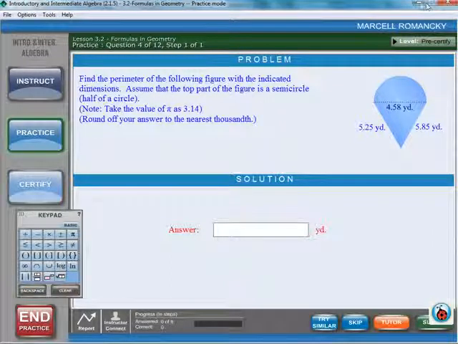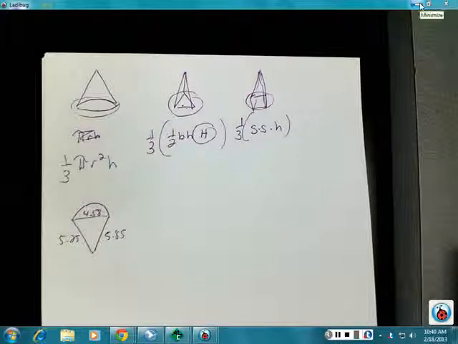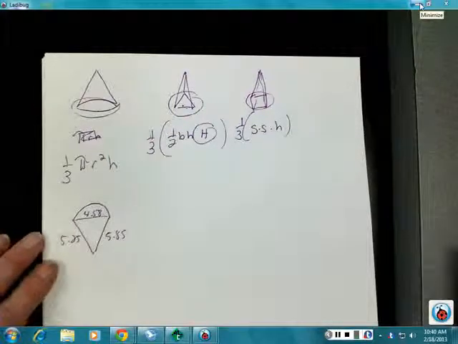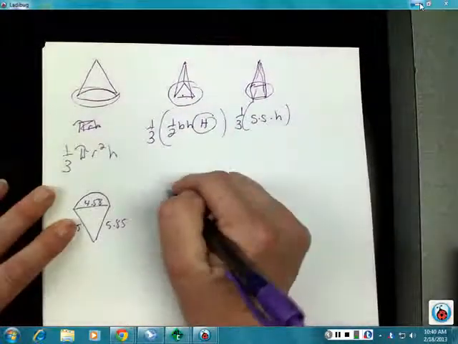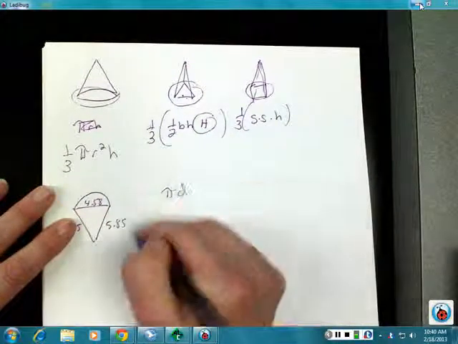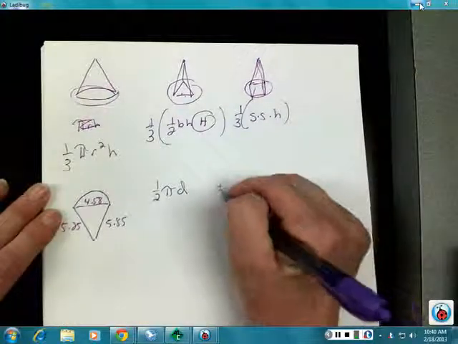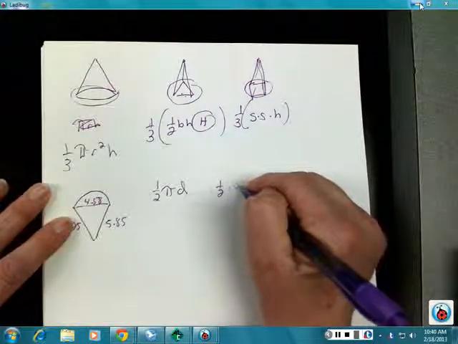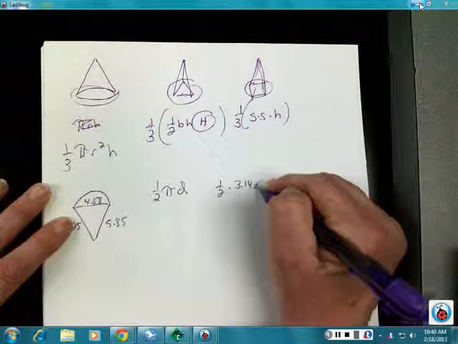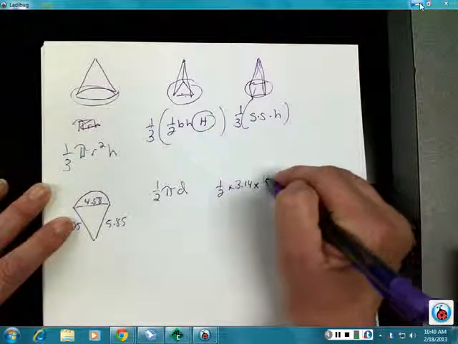And let's see if we can go back and solve that thing. Shrink that guy and shrink this one. And so here it is, and we needed to find the perimeter of it. So I need to take pi times the diameter, but I want half of it because I only have half a circle. So 1/2 times 3.14 times 5.5 or 4.58.